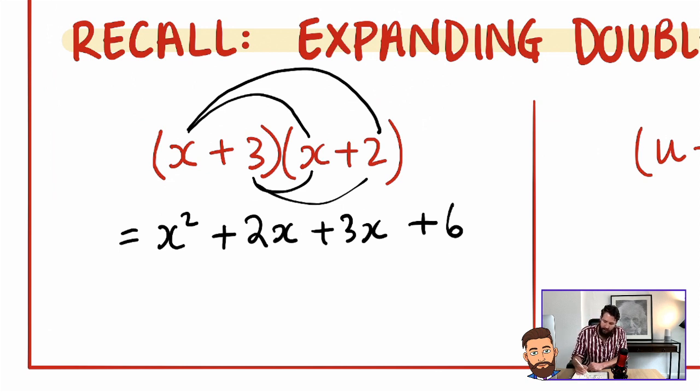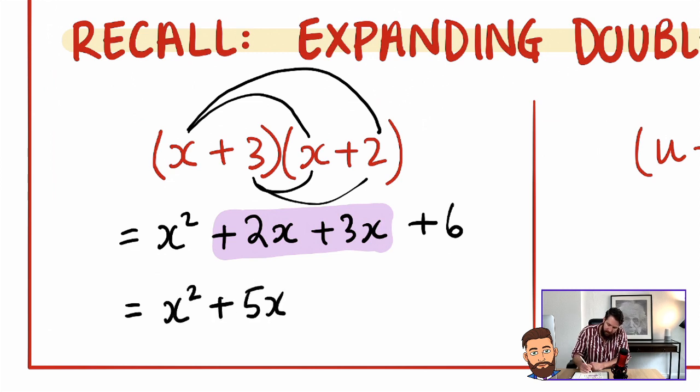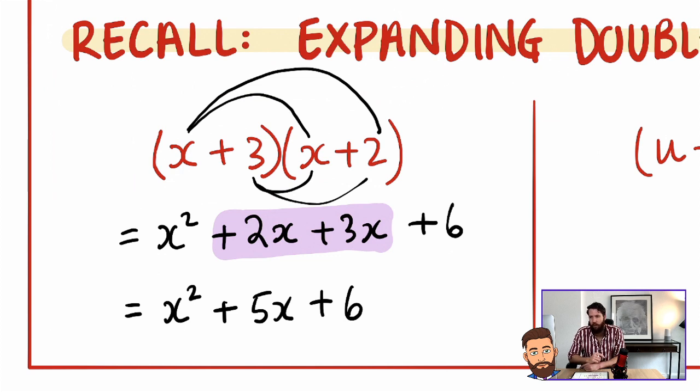We can always simplify. As you can see here, we have got two terms in the middle of the same unknown, x. Remember, an x squared and an x are not the same. You can't put them together. They are unique. But we can put these two x's together. We've got 2x plus 3x. If I add those together, I'm going to get x squared plus 5x plus 6. So that is what I get when I expand out this double bracket. And that is what we call a quadratic. And we'll talk about why that is a quadratic in a moment.